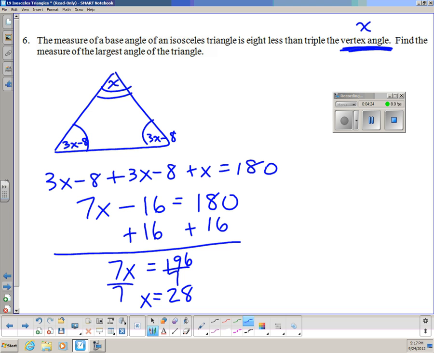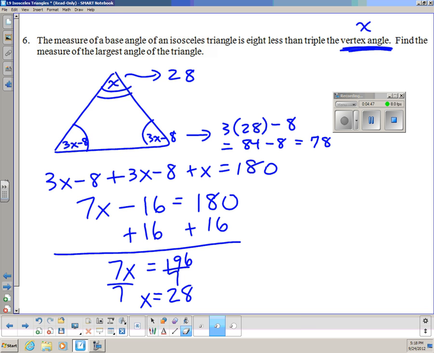Since x is 28, they want us to find the measure of the largest angle of the triangle. Well, that makes the vertex angle 28 degrees. It would make the base angles each 3 times 28 minus 8. 3 times 28 is 84. 84 minus 8 is, sorry, 76. And so 76 is larger than 28, and both of the base angles are 76, and that's the answer.